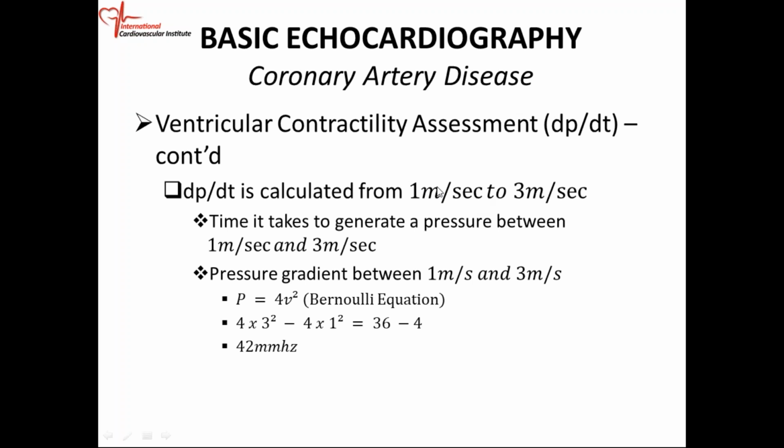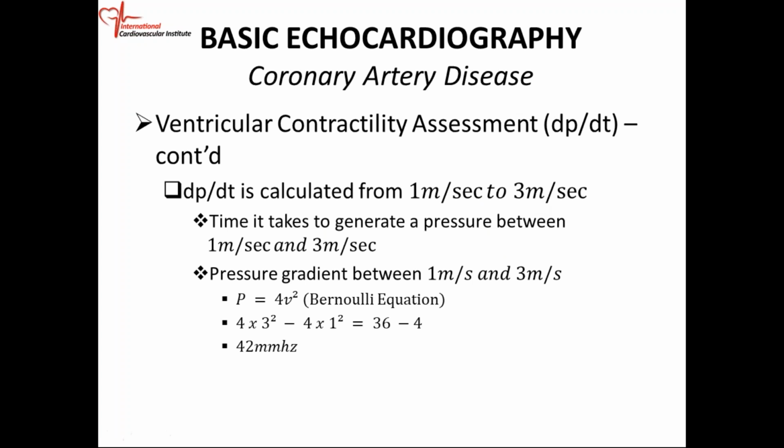I'm going to show it to you, but I'm just giving you the mathematics right here. At 1 meter per second, you calculate the gradient. Gradient is equal to 4v squared. At 3 meters per second, you also calculate the gradient, and you find the difference. Basically, what you're doing is looking at the time it takes to generate this pressure in the LV.